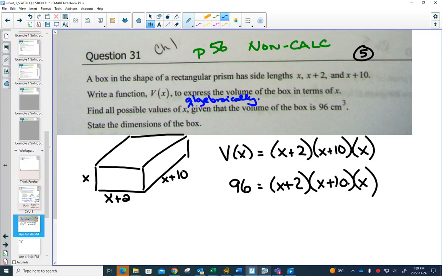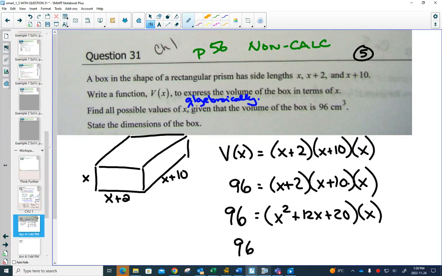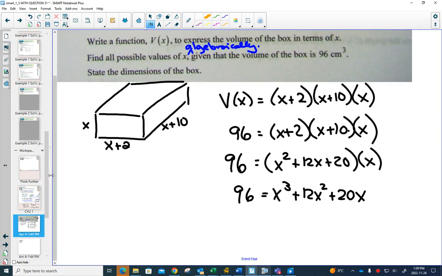Okay? So if we want to solve this algebraically, we need to solve for x. Factoring is nice, but only when one side is equal to 0, and it's equal to 96. So instead, what we need to do is multiply this all out. In multiplying this all out, choose two of them to multiply first. So I multiply the x plus 2 and the x plus 10. I get x squared plus 12x plus 20. Then I multiply it all by x. X cubed plus 12x squared plus 20x. And now I can move the 96 over.